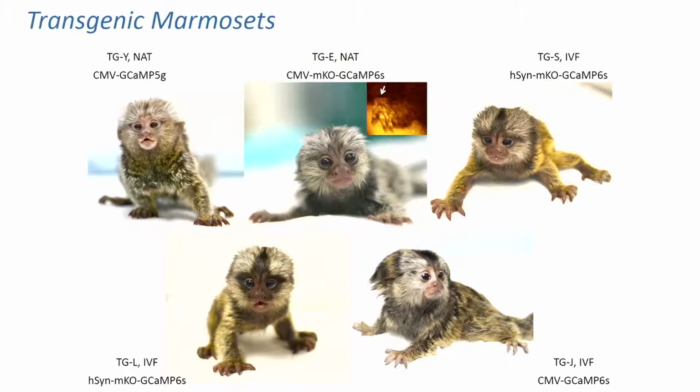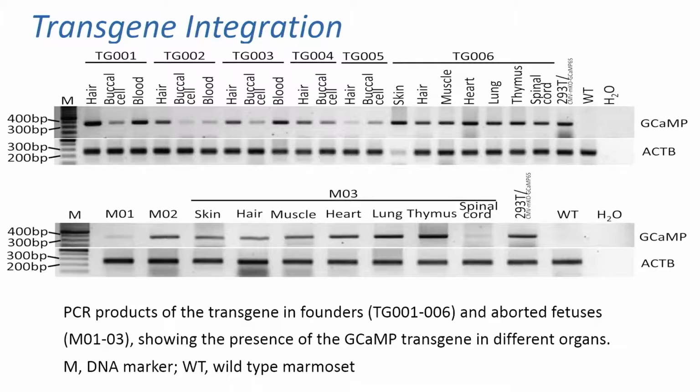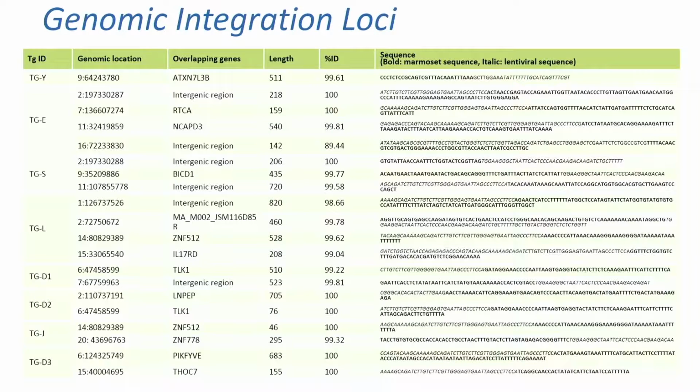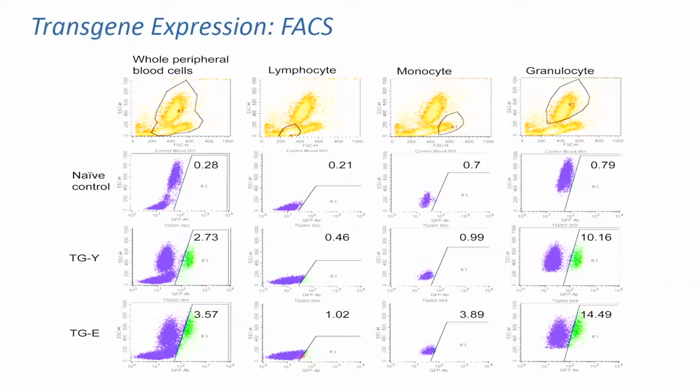We have basically 3 lines. One line expresses a previous generation of GCAMP called GCAMP5. The other 2 lines express GCAMP6 under the control of the ubiquitous promoter CMV or under the control of the synapsin promoter here that should make the expression only in the neurons. And then we did an analysis of transgene integration, and basically every tissue that we see from the CMV expressing animals expresses the transgene. And then we know also the integration sites, and there are multiple because this is random integration. And we also see integration of the transgene, for example, in peripheral cells, like whole blood peripheral cells as well.